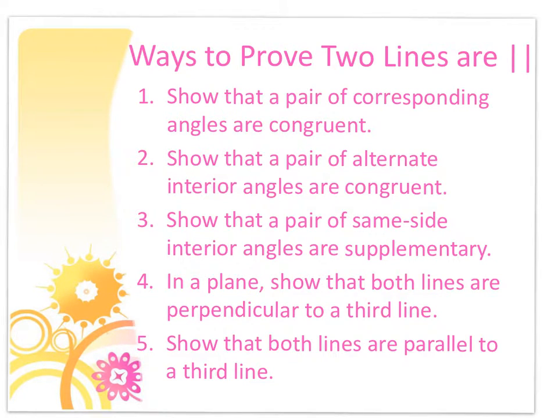Okay, so this slide just sums it all up. These are the 5 ways to prove that lines are parallel. The first is that a pair of corresponding angles are congruent. The second, alternate interior angles are congruent. The third, same side interior or consecutive interior, same thing, are supplementary. Two lines are perpendicular to a third line, and two lines are parallel to a third line. So those are the 5 ways that you can prove that 2 lines are parallel.